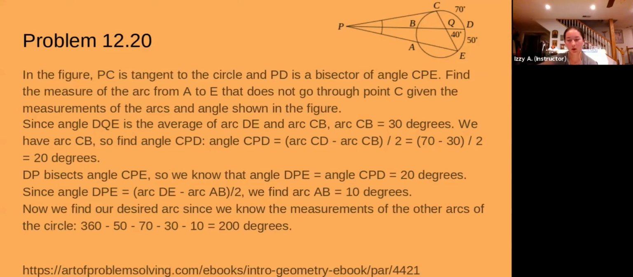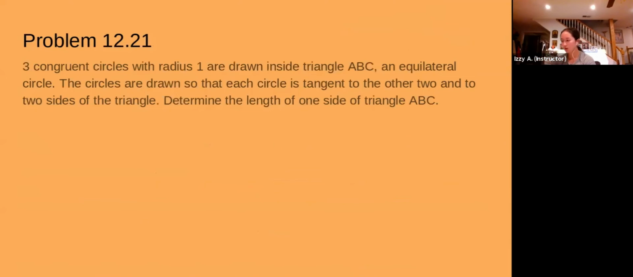Okay, I'll go ahead and go to the next problem, and this will be our last problem, and then we can go and play the Kahoot. So 3 congruent circles with radius 1 are drawn inside triangle ABC, an equilateral triangle. The circles are drawn so that each circle is tangent to the other 2 and to 2 sides of this triangle. Determine the length of one side of triangle ABC.